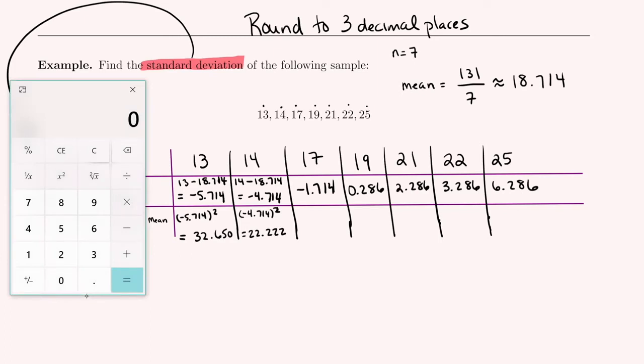Now, if you feel like you've got the hang of it, I encourage you to pause the video, attempt the rest on your own, and unpause to check your work. So at each next step, we take the previous deviation from the row above, and then we square it. So we type this into our calculator, and we get this number. When rounded to 3 decimal places, it's 2.938.